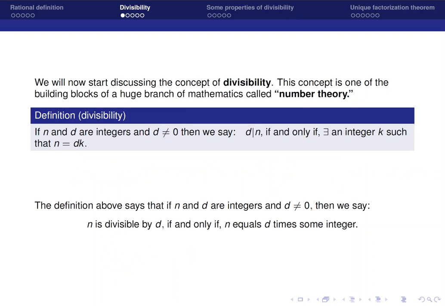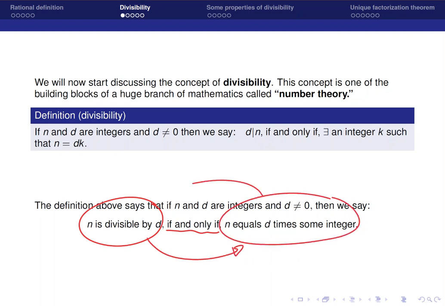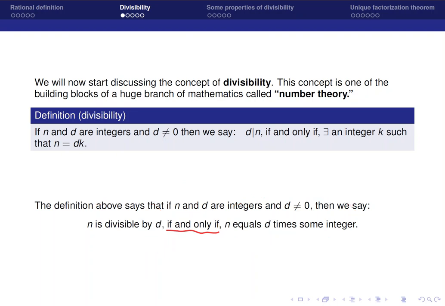Okay, so the definition above says that if n and d are integers and d is not equal to 0, then we say n is divisible by d if and only if n is equal to d times some integer. And keep in mind that this is an if and only if statement, which means we can go from the left to the right, or we can go from right to the left. What do I mean by that? I mean that if a number n is divisible by d, then n is equal to d times an integer, and vice versa. If I discovered that d times some integer is equal to n, then I'll know automatically that n is going to be divisible by d.